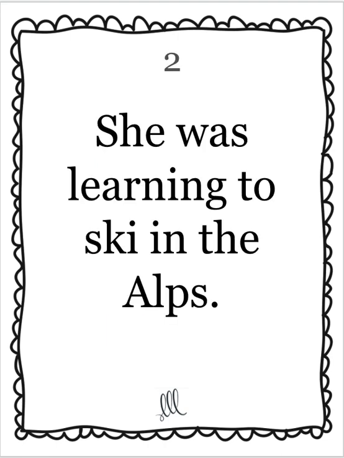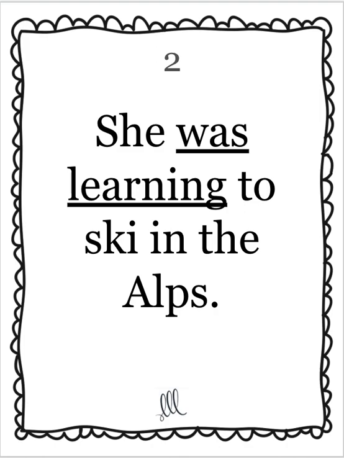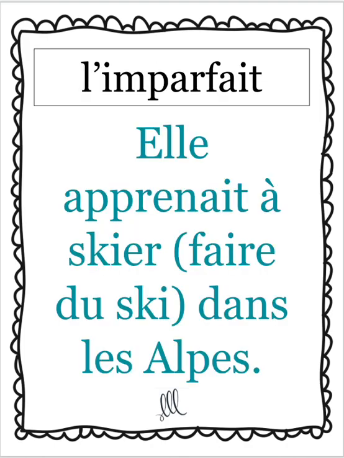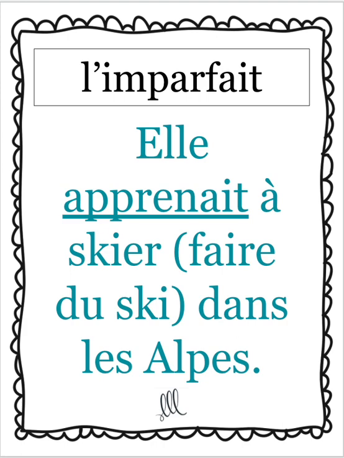How about this one? She was learning to ski in the Alps. She was learning. What does that tell you when you see was with a verb and ing on the back of it? Okay, that tells you this is l'imparfait. L'imparfait. Donc, elle, she, was learning, elle apprenait à skier dans les Alpes. Bien sûr, vous pouvez dire elle apprenait à faire du ski dans les Alpes. Dans les Alpes. Très bien.